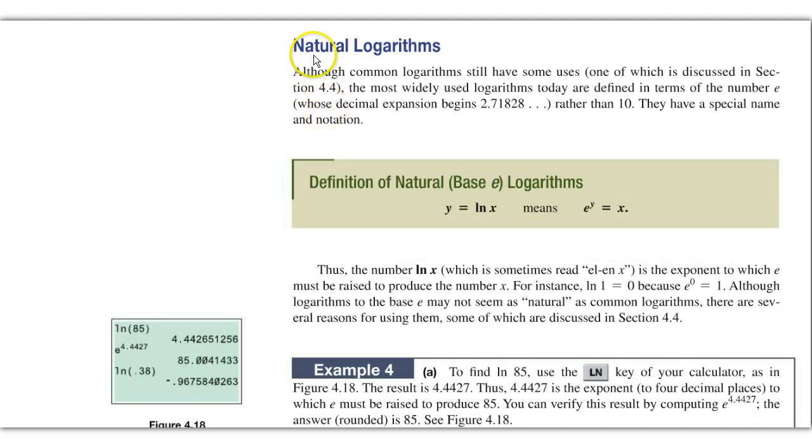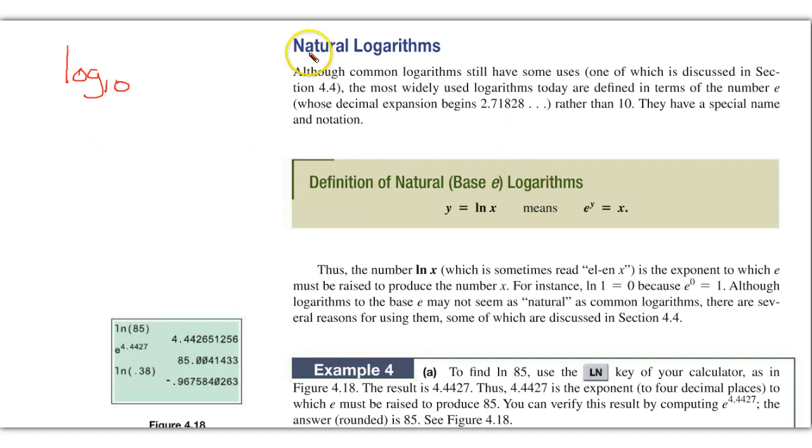Now here we're going to take a look at natural logarithms. In natural logarithms, we use the base e, which we've defined just recently, rather than base 10. Now these have a special notation where if you just see LOG with nothing after it, this is base 10.